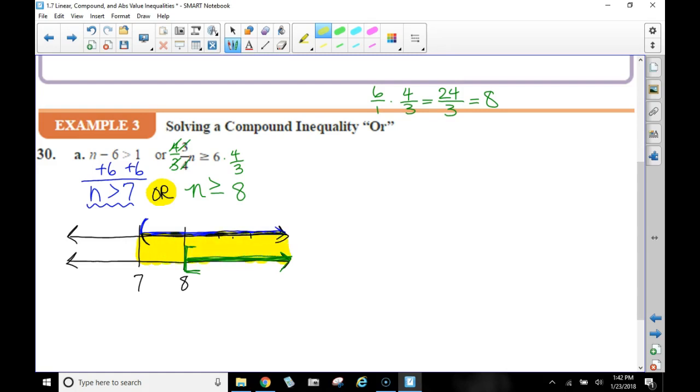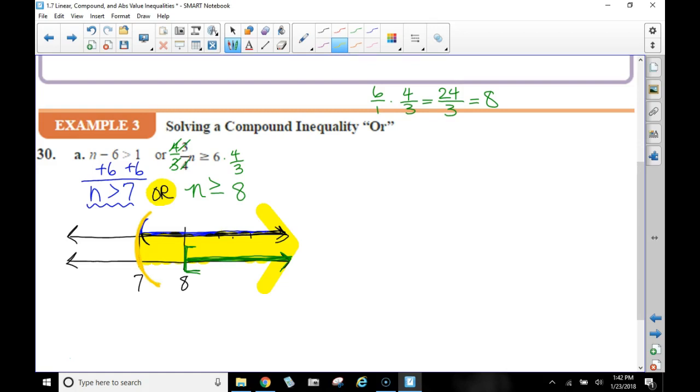That would be all of these and on. That's in either one of those. And then, should we put a parenthesis or a bracket at 7? Well, 7's not included in the blue graph, nor is it down here in the bottom graph, so I'll put a big old parenthesis right there.